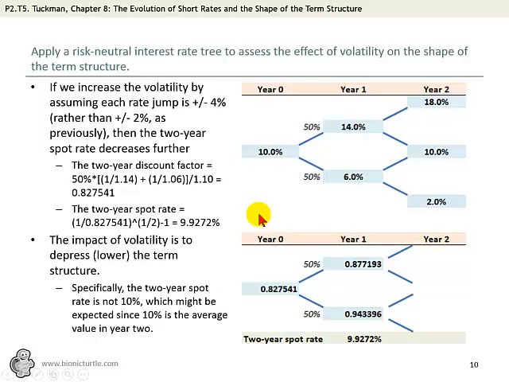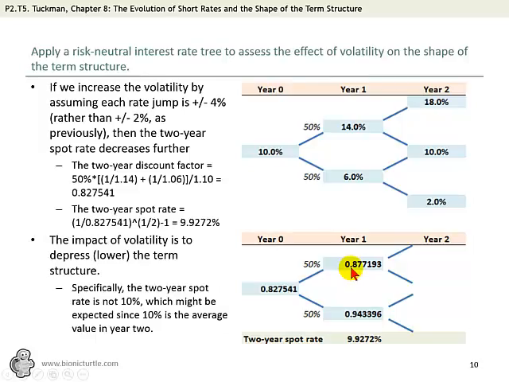Now, Tuckman then increases the volatility by going to 400, an annual basis point volatility of 400%. And the point is to illustrate that this 2-year spot rate is depressed even further from the 10%. So here we have a 2-year discount factor of 0.827541, implying a 2-year spot rate of 9.9272%.